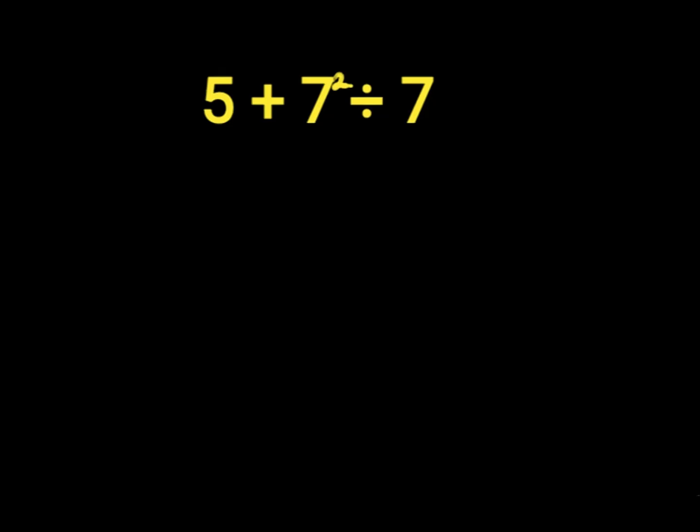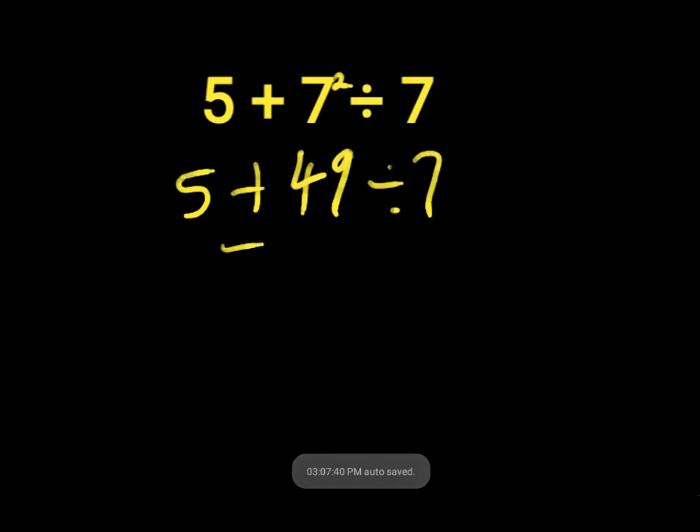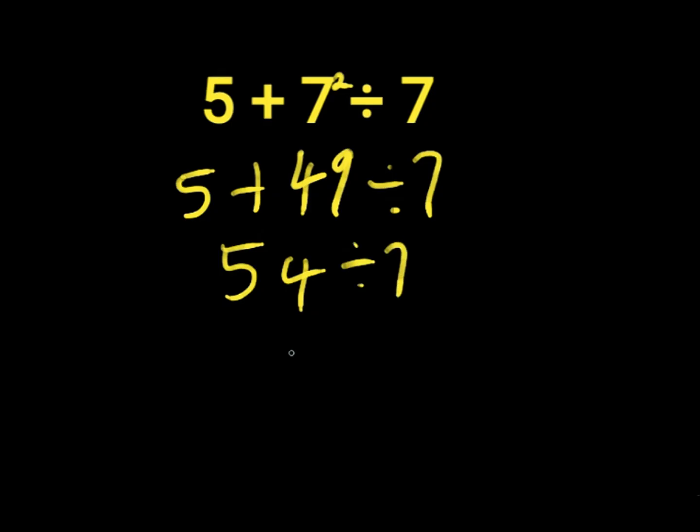We first of all solve our exponent, which is 7 to the power of 2. So 7 times 7 will give us 49. So we'll bring down 5 plus 49 divided by 7. 5 plus 49 will give us 54. Then 54 divided by 7 will give us 7.7.